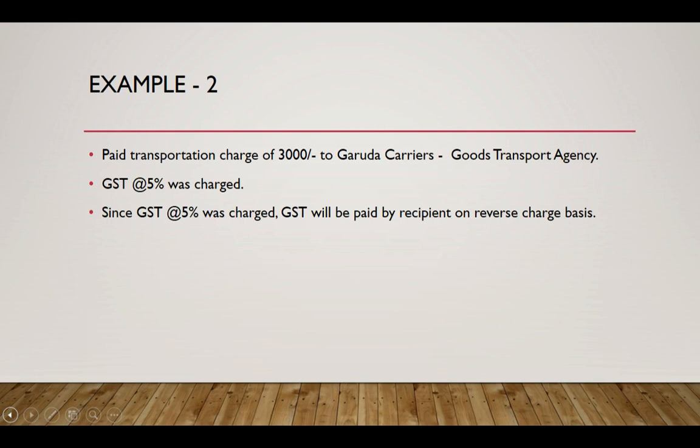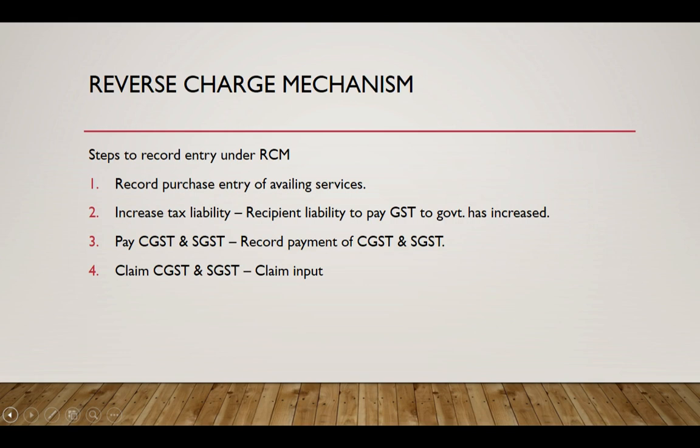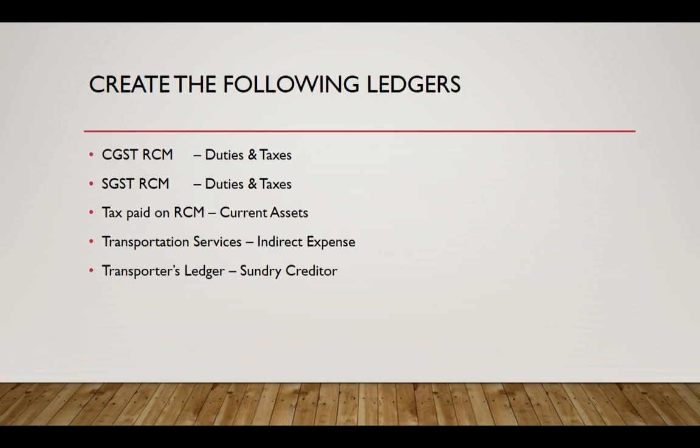What I mean by multiple entries is we are required to record the following entries. First we need to enter a purchase entry for availing transportation services, and then you need to pass an entry to increase your liability to pay tax to the government, and then you need to record the payment entry of tax to the government, and then you need to pass an entry to increase your input tax credit. And in order to assist with these entries, we need to create the following ledgers.